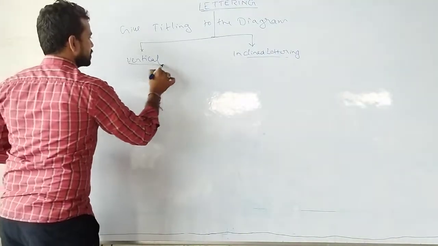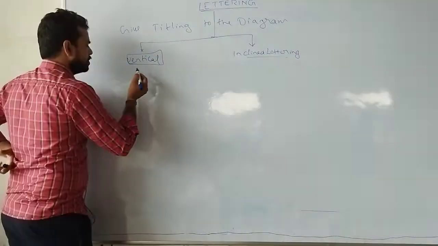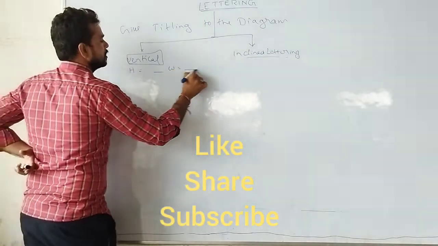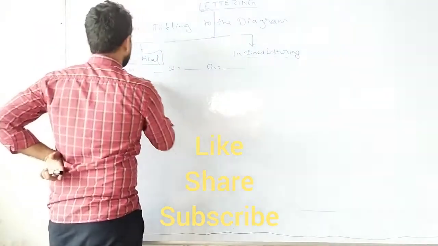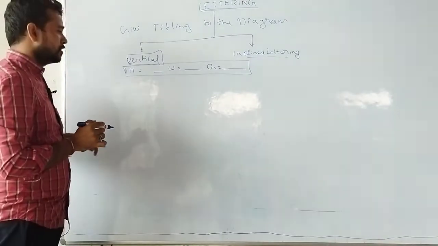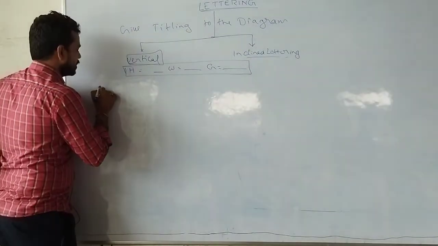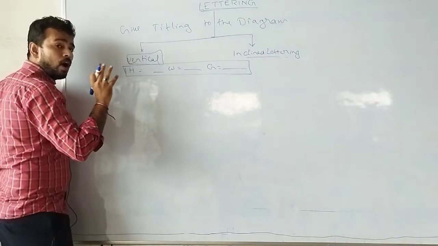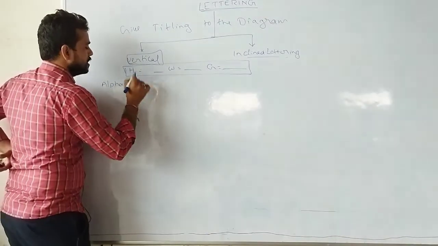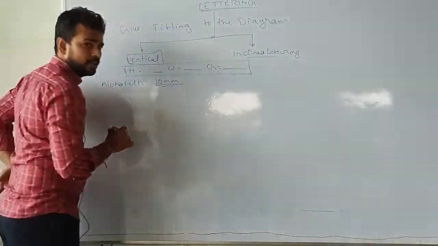Suppose vertical lettering. For each and every alphabet you will have height, width, and the gap. These are the main criteria for the lettering. How is it? I will let you know. Suppose we are drawing vertical lettering. We will draw alphabets with vertical lettering of 10 mm height.